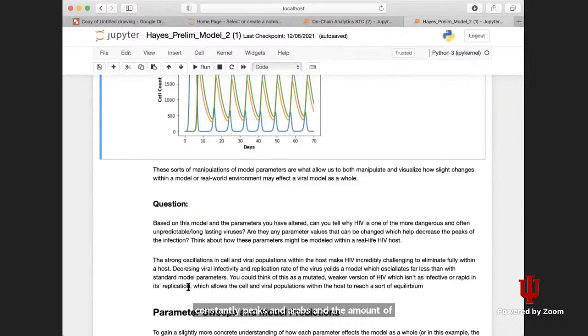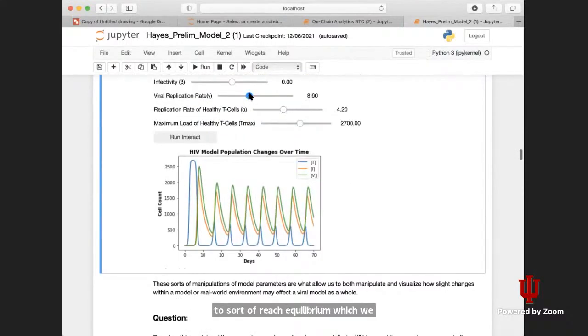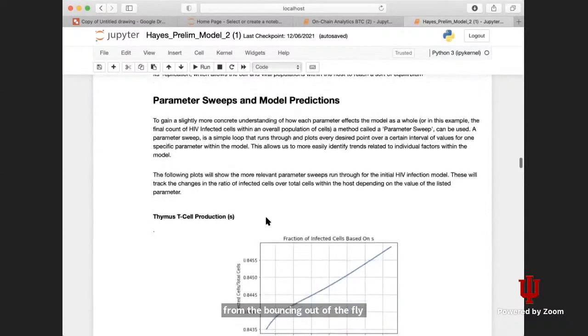Decreasing the viral infectivity and replication rate will yield a model which oscillates far less than standard parameters. And we can think of this as a mutated, weaker version of HIV, which isn't quite as infective or rapid in its replication, which would then allow for the cell and viral populations to reach equilibrium, which we can somewhat see from the flattening out of the oscillations.